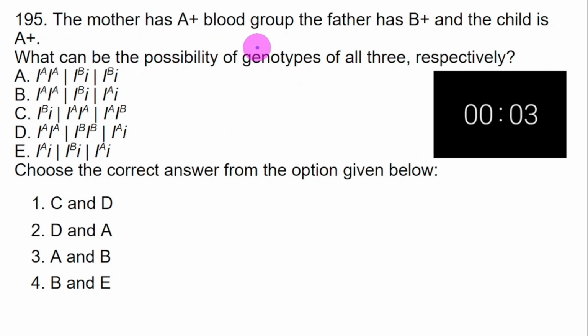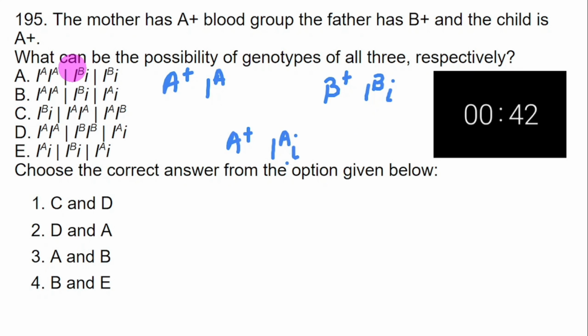Mother has A positive blood group, father has B positive blood group, child is A positive. What can be the possibility of genotypes of all three respectively? So in the same sequence, we will have to choose the correct answer. Okay. So mother is A positive, father is B positive, and the child is A positive. So this will definitely have dominant A, this will have dominant B, and this will have dominant A. The other allele will be recessive from this parent.